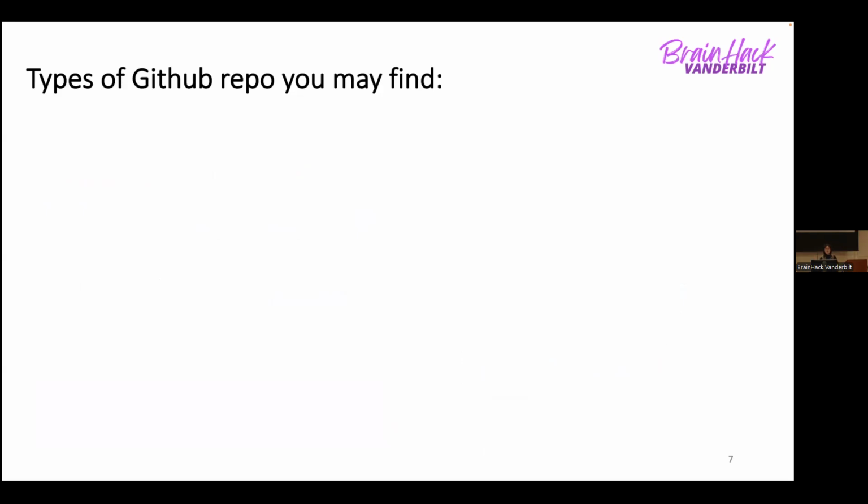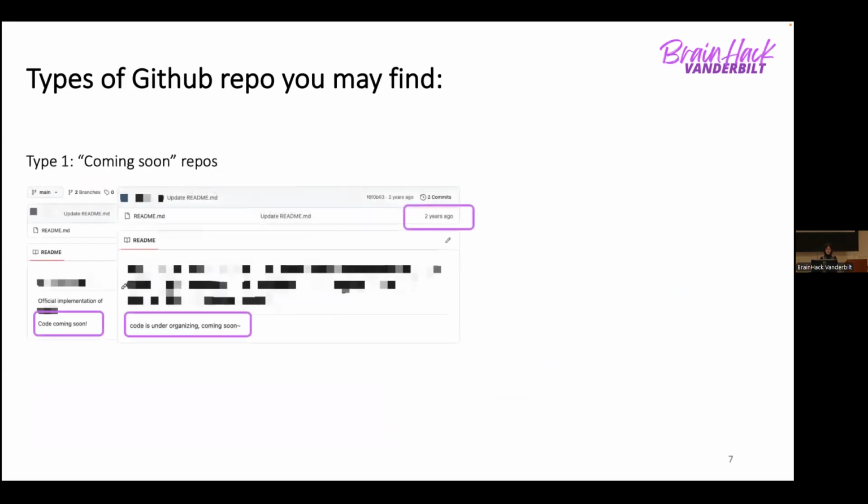Okay, so since this workshop is mainly dealing with GitHub repos, these are the types of GitHub repo you might find. Type 1, coming soon repos. This repo can be really frustrating when you first see it, but there's one thing you could check: the last commit date. If it's very close to the current date, maybe that's fine. You could just stay updated or ask the author for code. But as you can see here, it's like 2 years ago. So I think the author of this repo is not going to update it anymore.